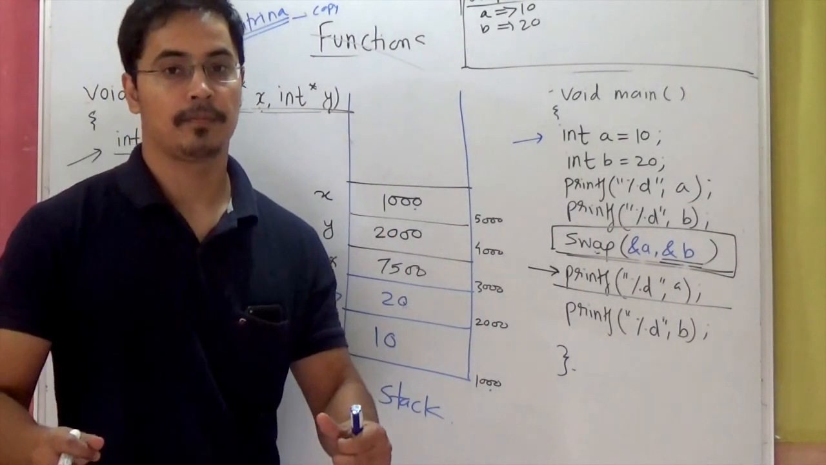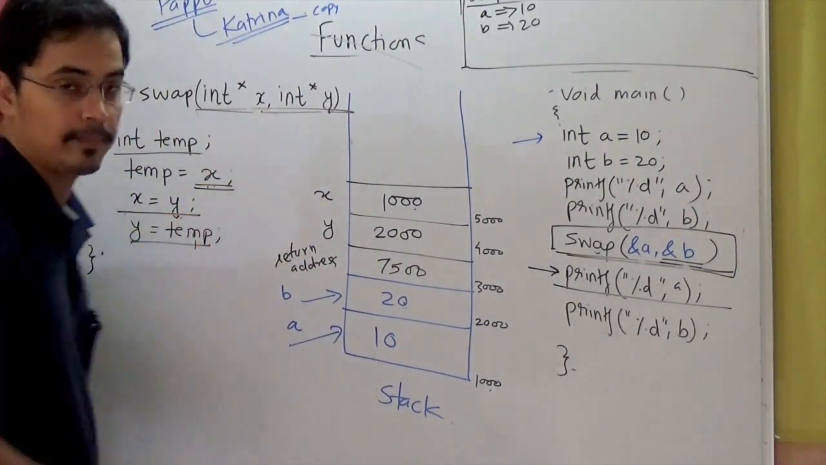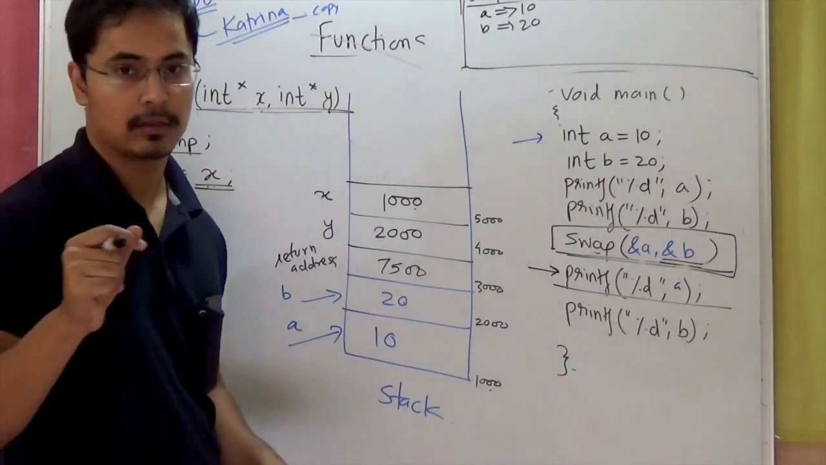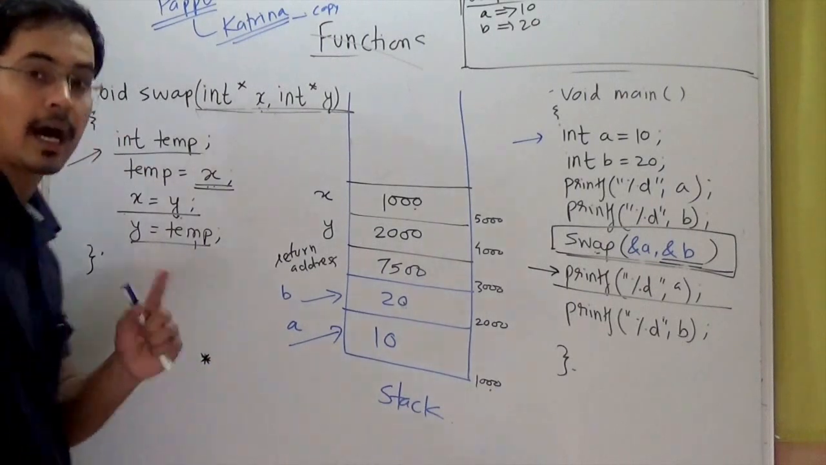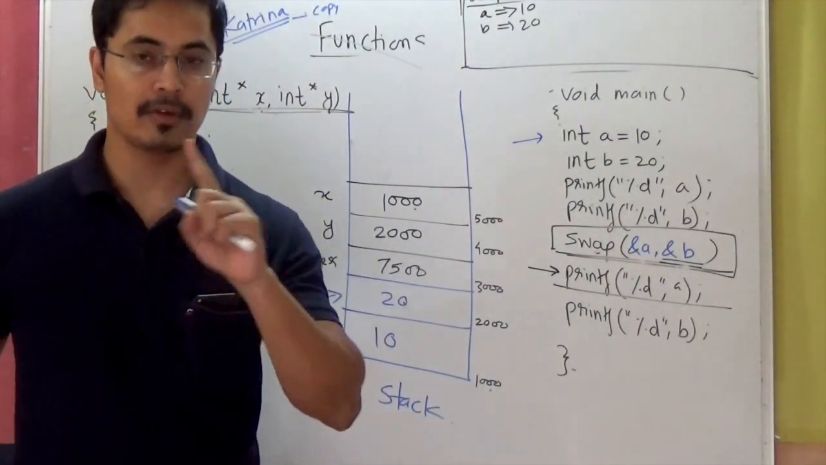So we need to access the values stored at the address stored by X and Y. X and Y are storing some addresses. We want to access those values, right? So we have an operator. Yes, we have that star operator, the value at address operator. Remember from the first video.